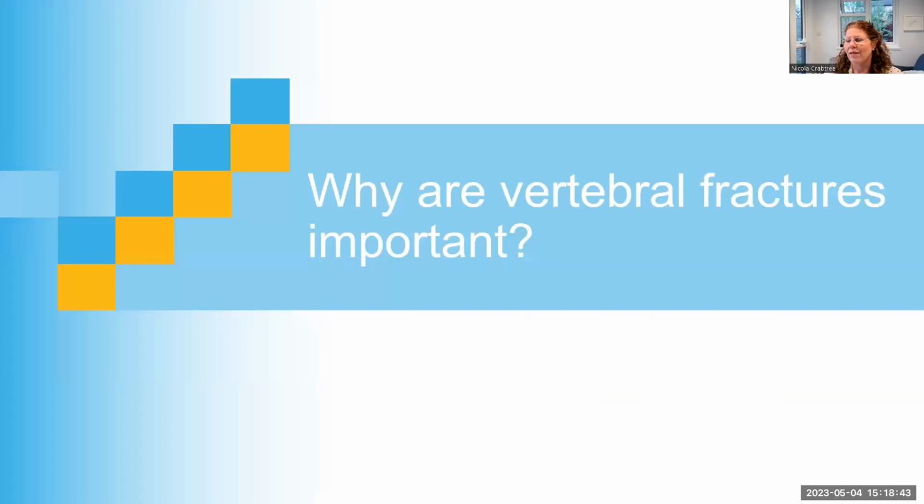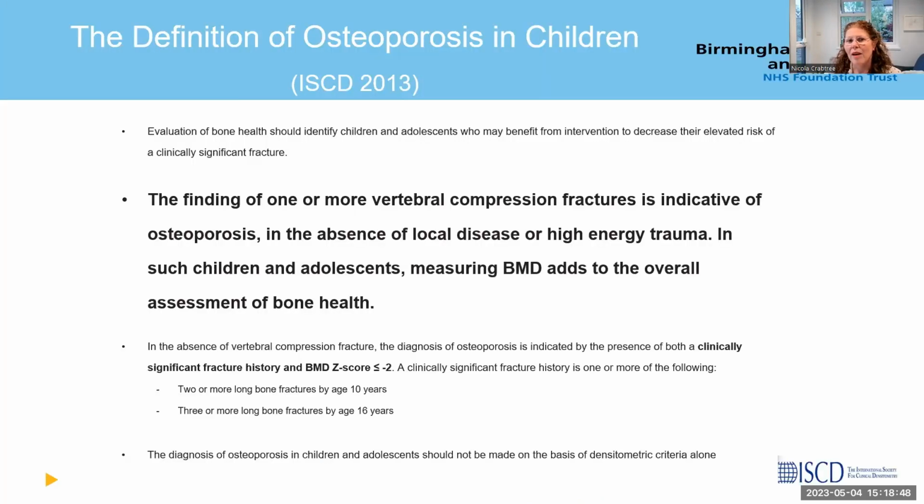So moving on then, really, why are vertebral fractures important? Coming out of the International Society of Clinical Densitometry position statement from 2013, they made a statement on the definition of osteoporosis. And one of the most significant findings within that, or parts of that definition, is highlighted here in bold. And that's the finding of one or more vertebral compression fractures is indicative of osteoporosis in the absence of local disease or high energy trauma.